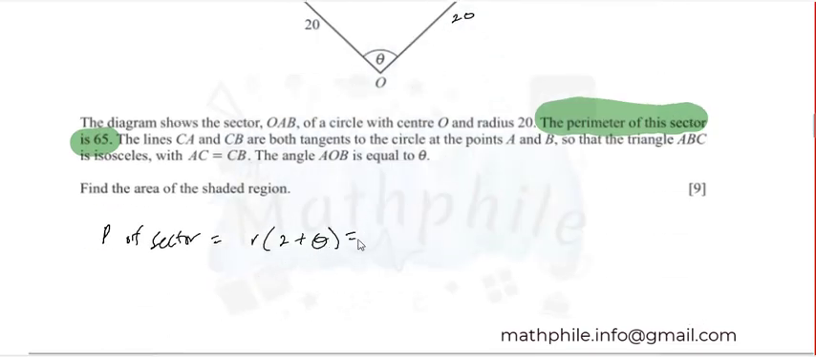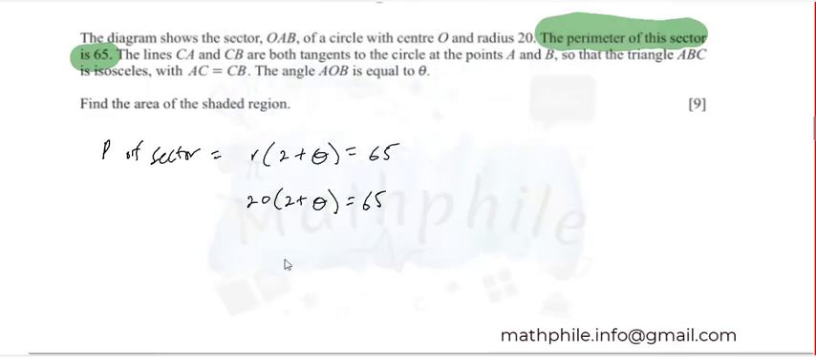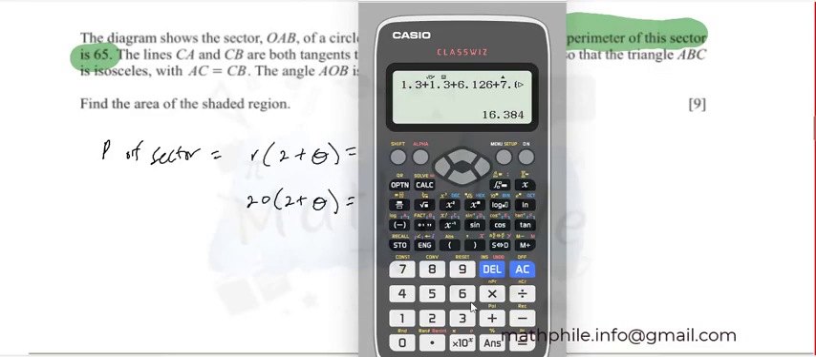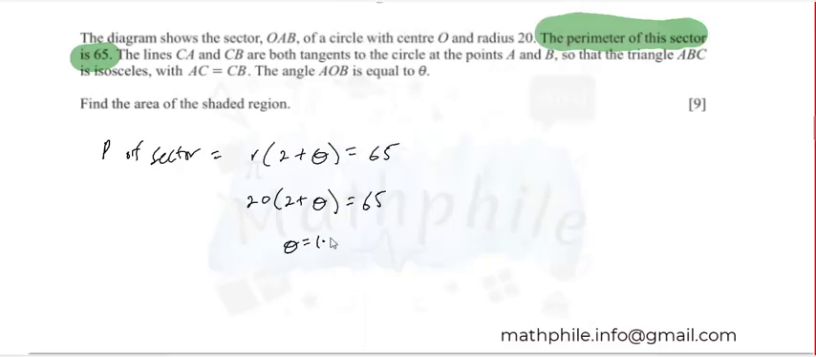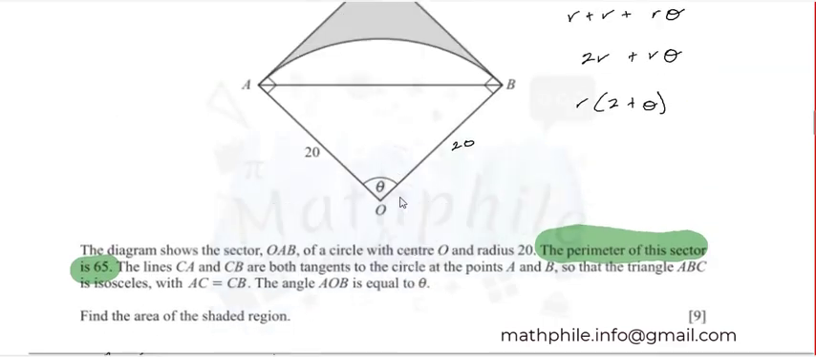We're told that the perimeter of sector is equal to 65. So the radius is 20, so 20 multiplying 2 plus theta is equal to 65. Then dividing both sides by 20 and subtracting 2 from the results. So 65 divided by 20, then you subtract 2 from the answer, and that will get you 1.25. So theta is equal to 1.25. Okay, so that is fine.